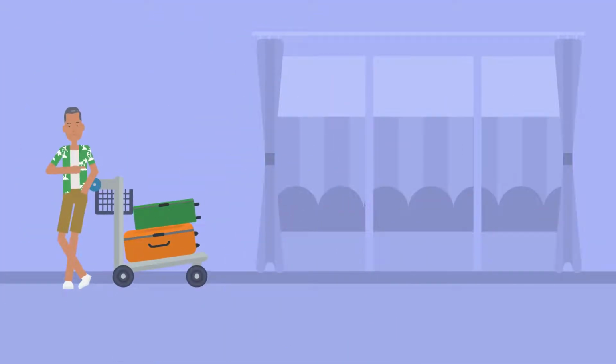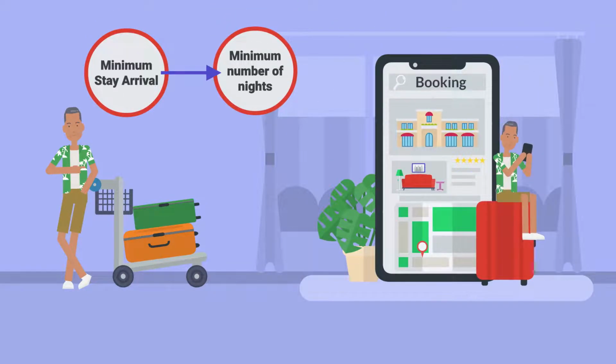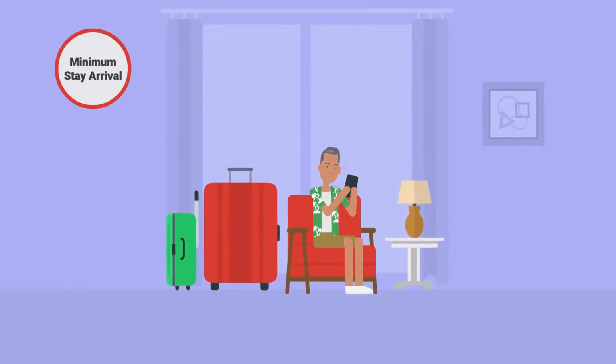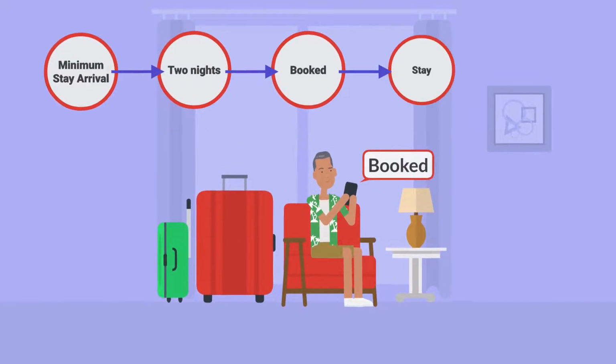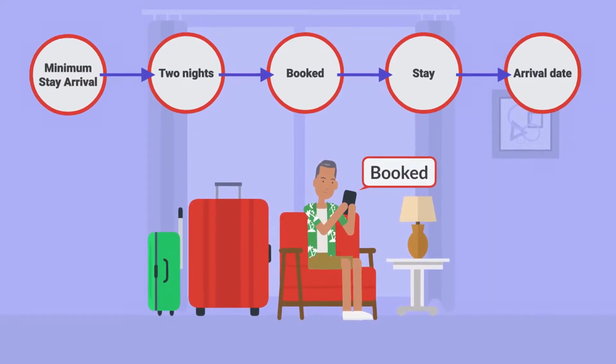MSA, min stay arrival. Minimum stay arrival specifies the minimum number of nights a guest must stay when making a reservation that includes a specific arrival date. For example, if the minimum stay arrival is set to 2 nights, guests must book and stay for a minimum of 2 nights if they choose that arrival date.